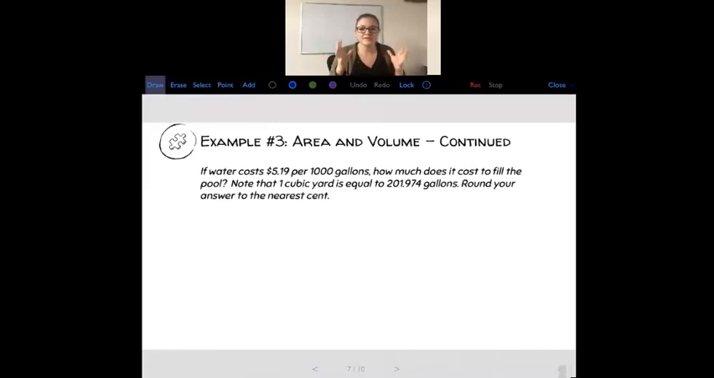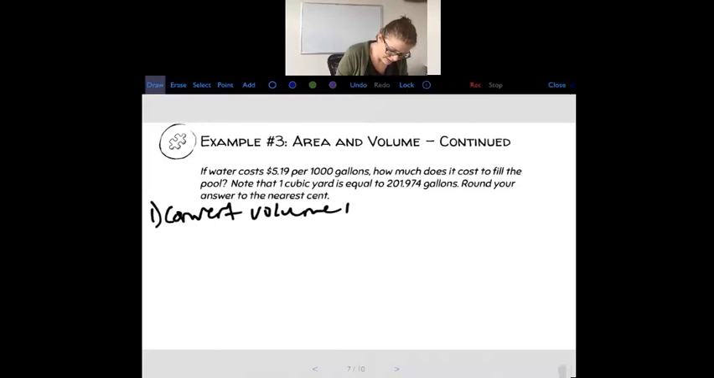Okay, but there's a couple of things going on here. The volume that we calculated is in cubic yards, and our cost is in gallons. So we need to convert one to the other. I'm going to convert cubic yards to gallons here. So first, let's convert our volume into gallons.